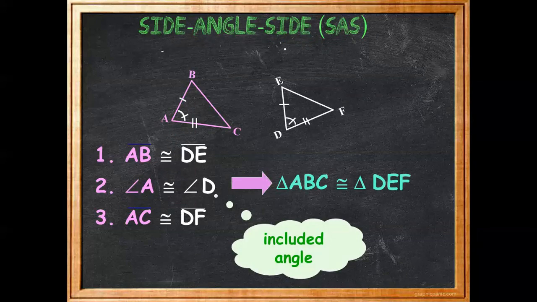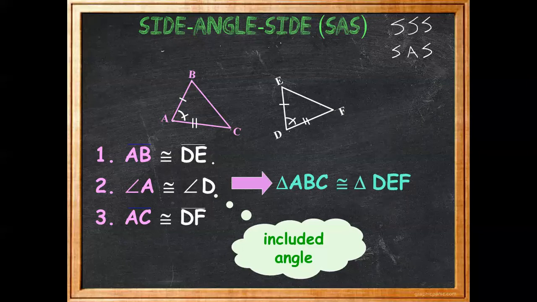Side angle side is another one of our postulates that we know how to prove that triangles are congruent. So we've talked about side, side, side that can prove that a triangle is congruent. We can also prove it if we know that a side, an angle, and a side are congruent. So for example, on this one, we're given that AB is congruent to DE, angle A is congruent to angle D, and AC is congruent to DF.